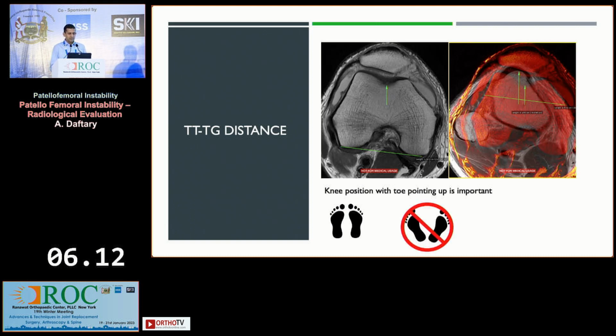So one of the things that we recommend, or that's traditionally said, is that people should keep their toes up. It's sometimes difficult to ensure that technologists do this on a consistent basis.